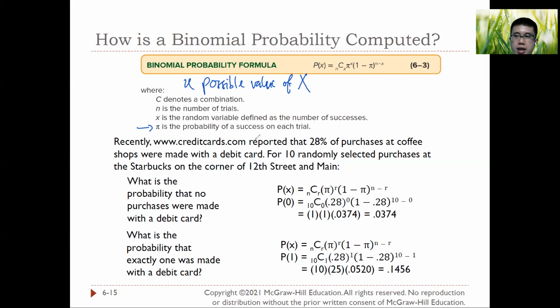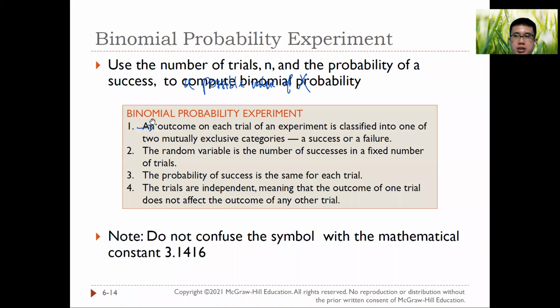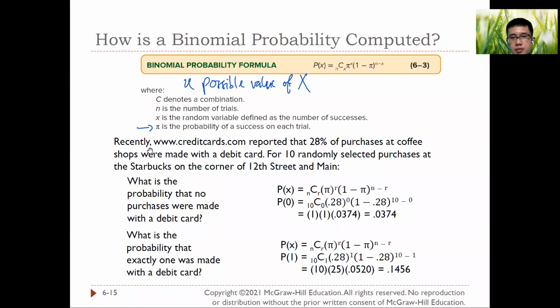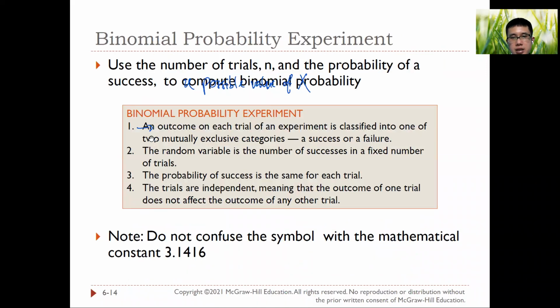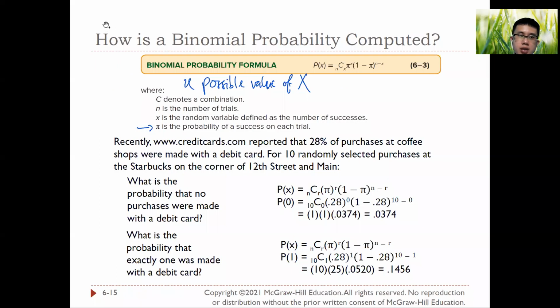Okay, before we apply the binomial probability formula, let me check the requirements to be a binomial variable. The first criterion we need is that we only have two outcomes here. The first outcome is made with a debit card. This is the first outcome.